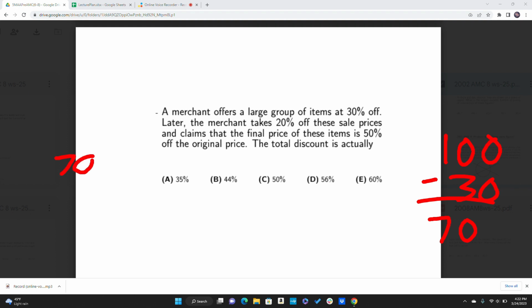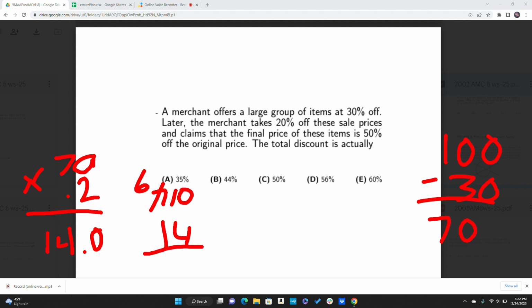What's 20% of 70? Well, we can just multiply it to find that answer. 0.2. Let's do some multiplication. 2 times 0 is 0. 7 times 2 is 14. And we've got 1 decimal point. So we find out that the merchant takes $14 off of this $70 thing. So 70 minus 14. That's $56. Okay, so originally it was $100, now it's $56.